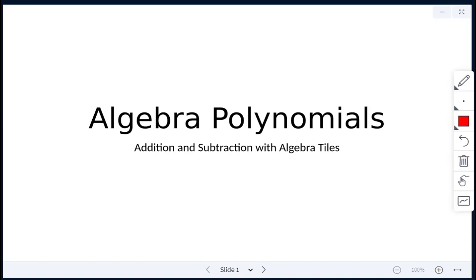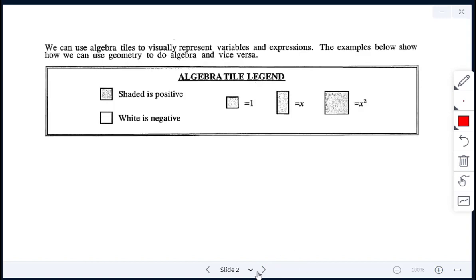All right, so this lesson is on addition and subtraction with algebra tiles. Algebra tiles can be used to visually represent variables and expressions. This is usually the legend for algebra tiles, but the legend can change. We are going to be using this legend. So shaded means positive and unshaded is negative.